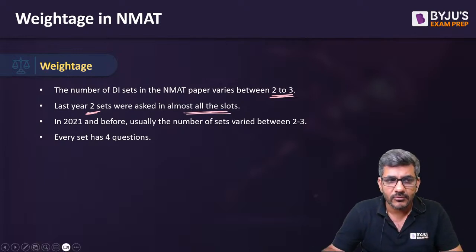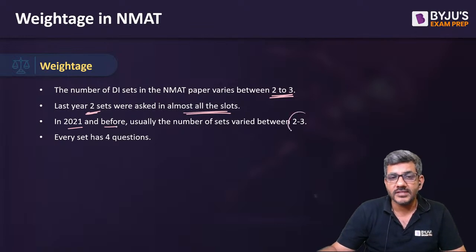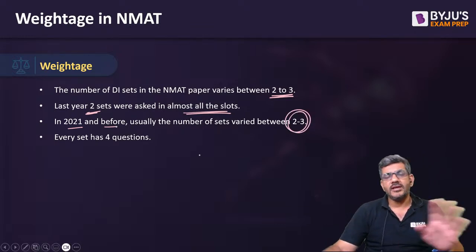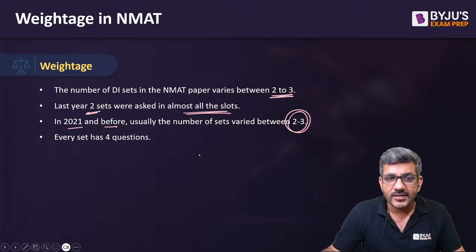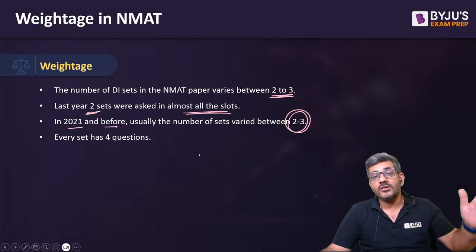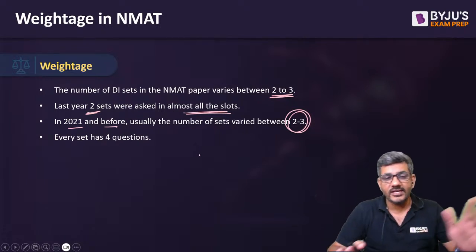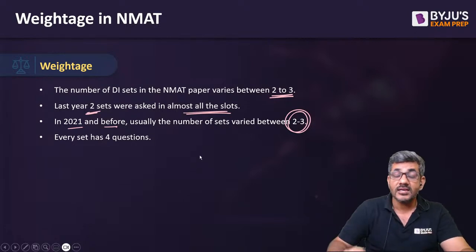You will see two sets in almost all slots. And in 21 and before, usually the number of sets were between 2 to 3, and every time a set has 4 questions. So basically last year every slot has 8 questions. Last to last year every slot had again 8 questions, and before that we have seen 12 questions as well as 8 questions in each of the slots. So that has been the scenario. That makes it an important topic.